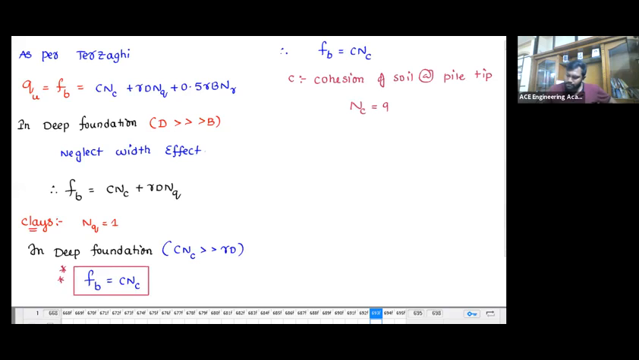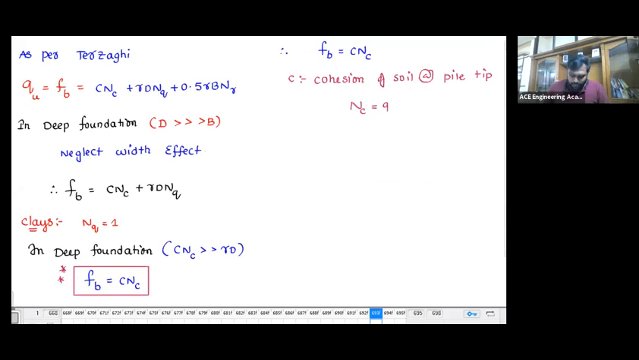But depth is more now, so how come we neglect that? Depth is more, but compared to cNc, if it's a pure clay, the c value would be some 100 or 200. 100 into 9 is 900. So compared to that, the gamma D value is going to be less. This was mentioned by the static formula. Eventually, qb is equal to c into Nc.